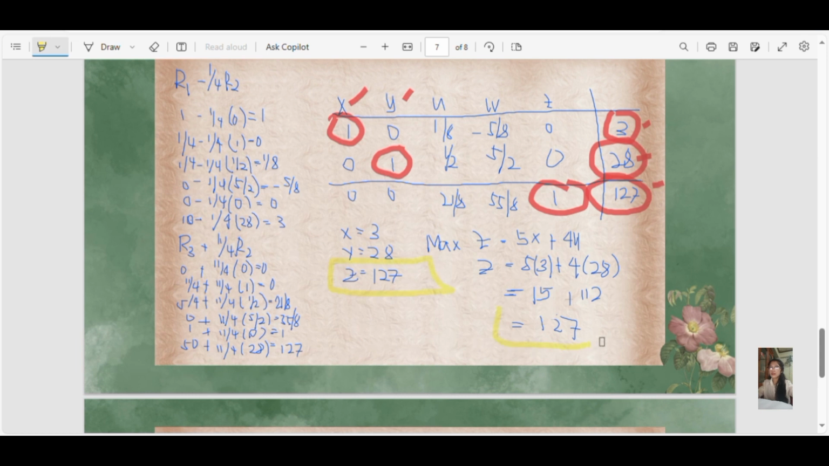So we solved for the max z equals 5x plus 4y using the simplex method, and we get 127 as the answer, the same as what Mr. Joseph just explained earlier in the linear programming.